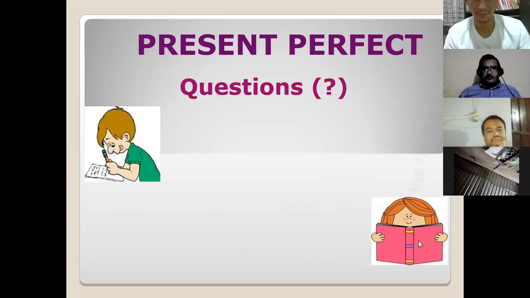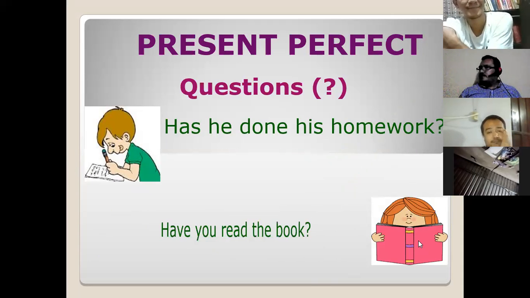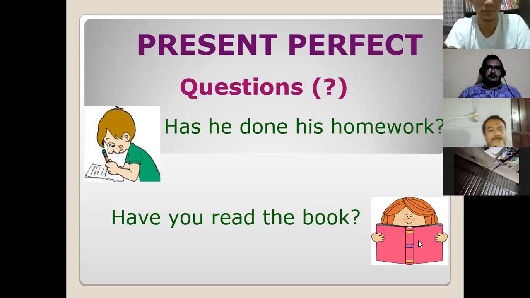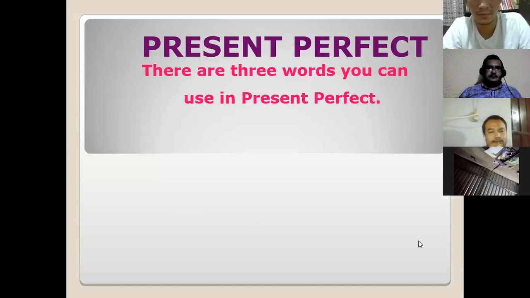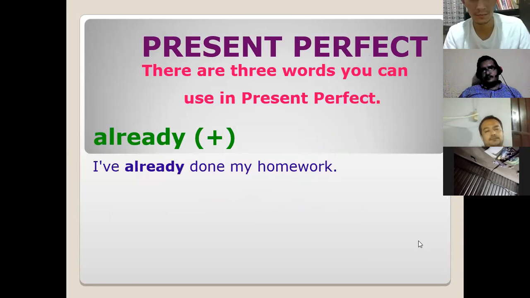Question: seguimos con los auxiliares have or has y van al principio. Has he done his homework? Have you read the book? Anteponemos el have o el has al inicio de nuestra pregunta, siempre usando los verbos en pasado participio. All right, esto que estamos viendo ahorita lo vamos a ver más detenido mañana y todo lo vamos a ver otra vez mañana.